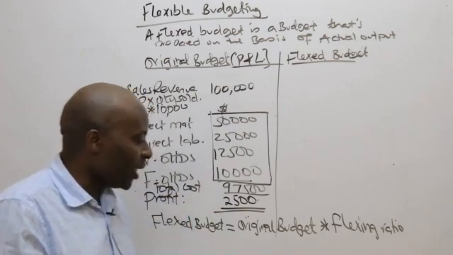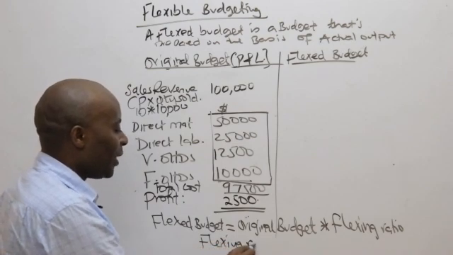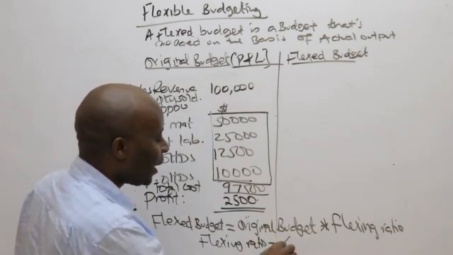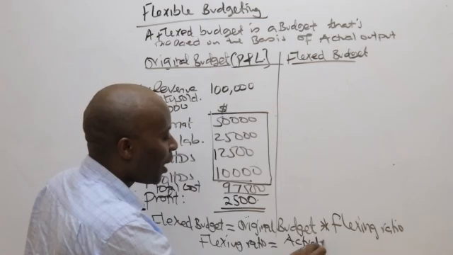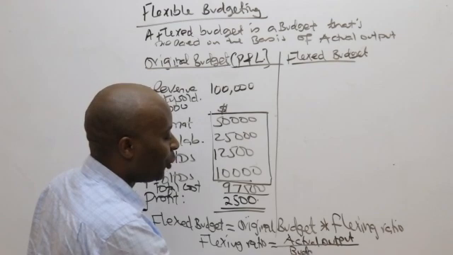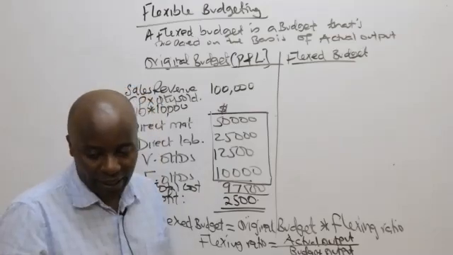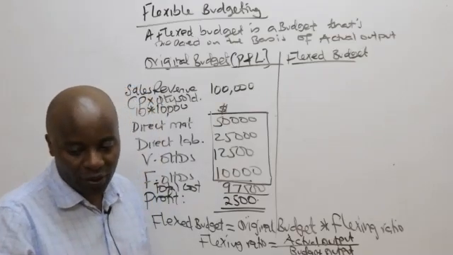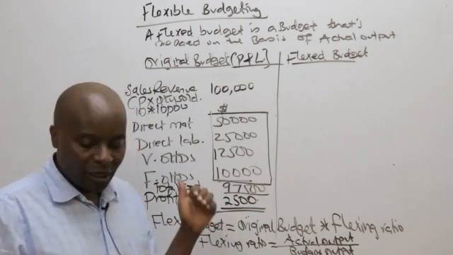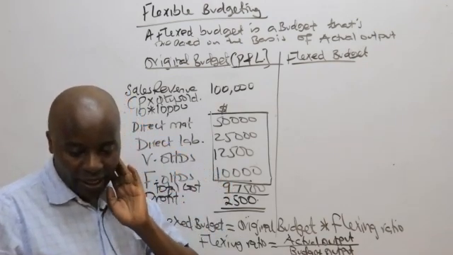So the question is, how do I get this flexing ratio? To get the flexing ratio, I will be taking the actual output divided by budgeted output. Andika mpaka hapo kwanza. We normally take the actual output divided by the budgeted output.